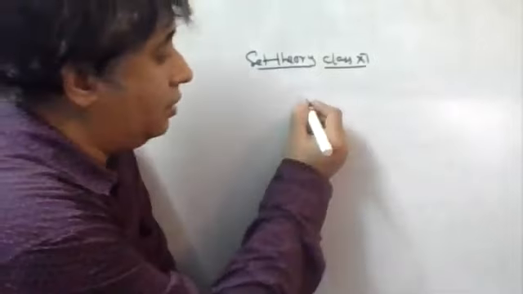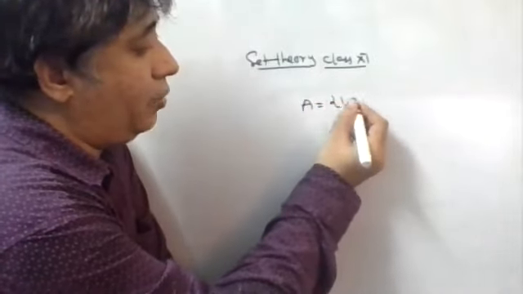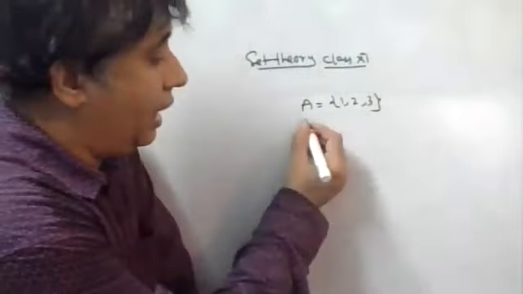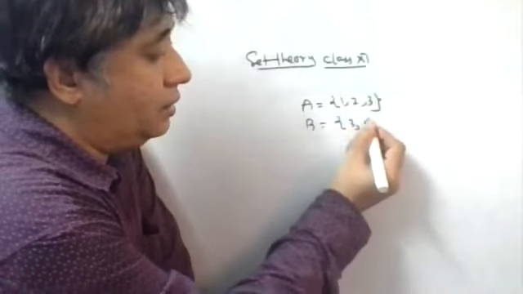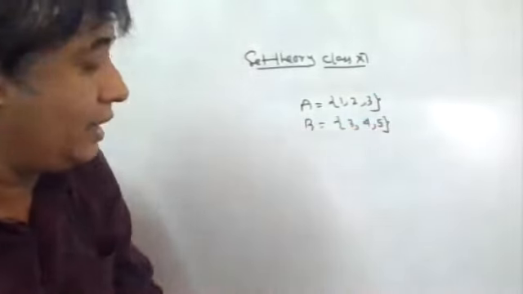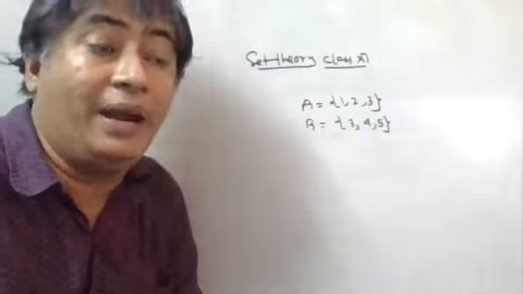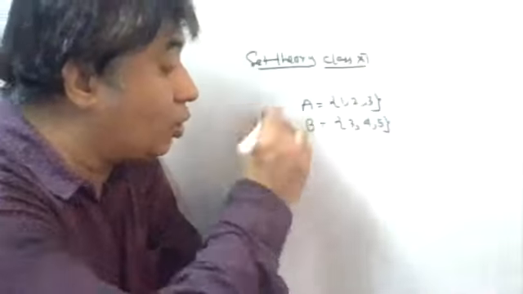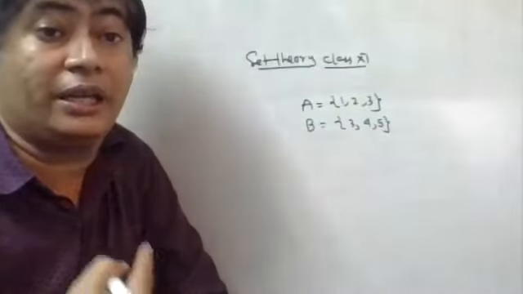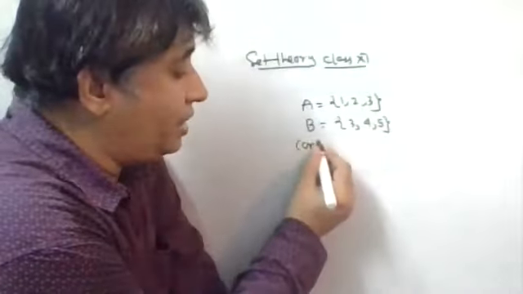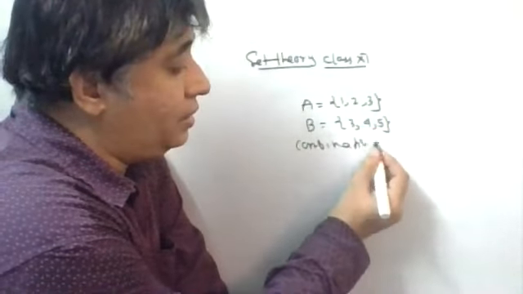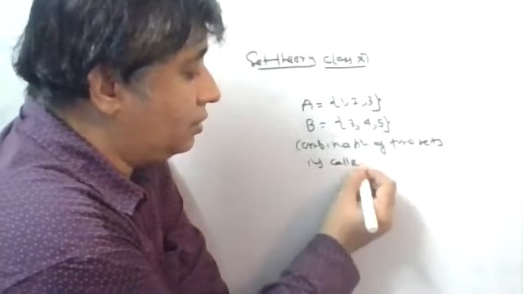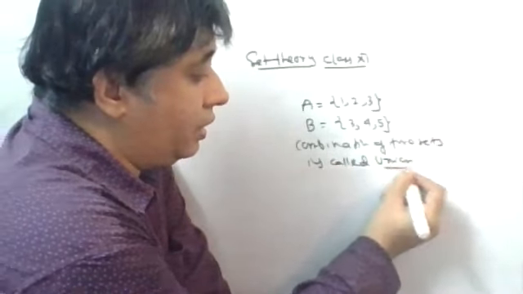Let us take one set, say A contains 3 elements, 1, 2, 3, and B is another set, 3, 4, and 5. And let us combine these two. Then the combination of two sets is called union.